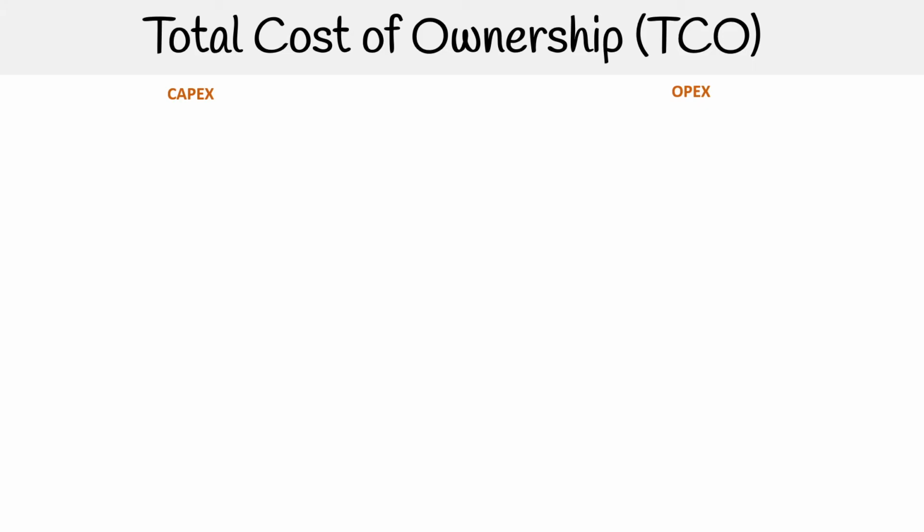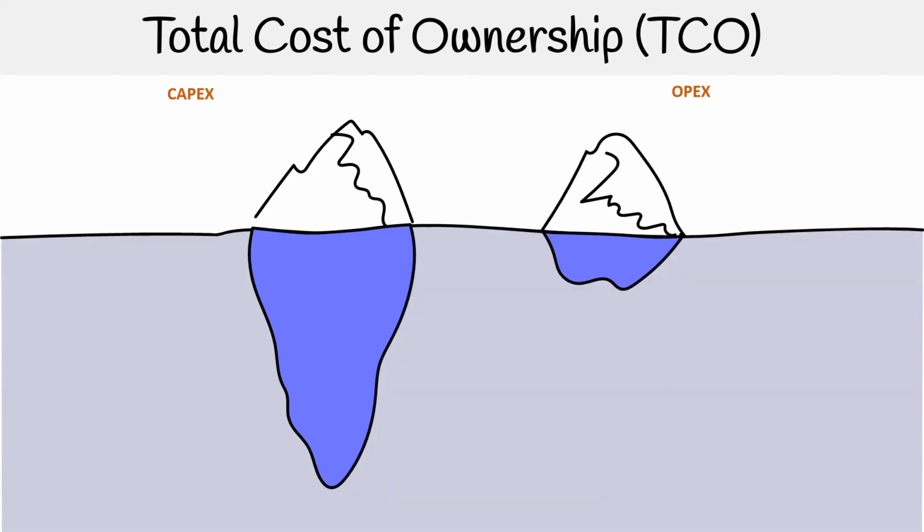So let's talk about the total cost of ownership, TCO. But you might also know this as Capex and Opex, as a comparison of what the total cost of ownership is. And to understand this concept, I have this nice visualization where I have two icebergs, where you have the ice cap and then what's underneath.